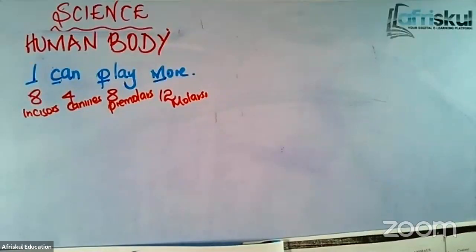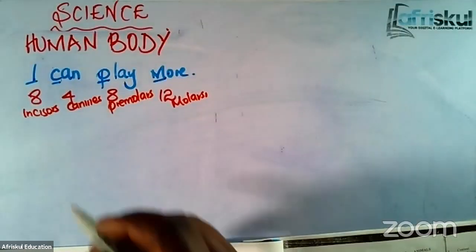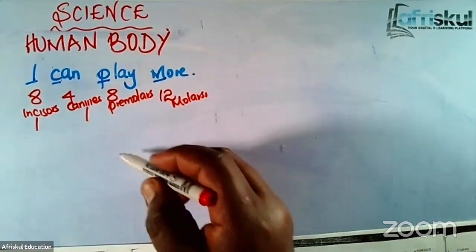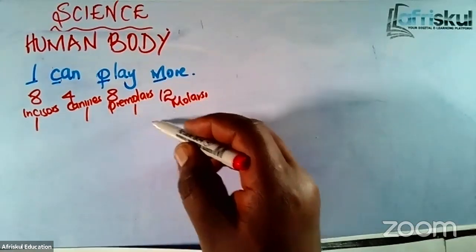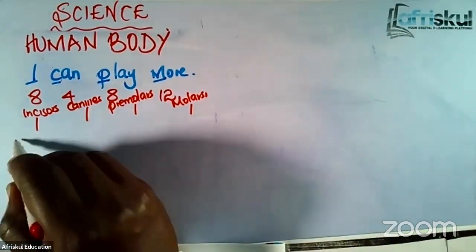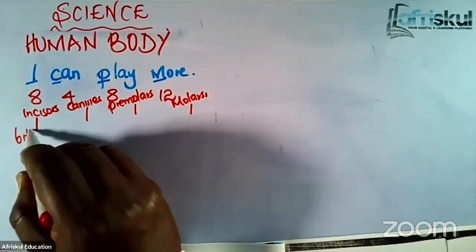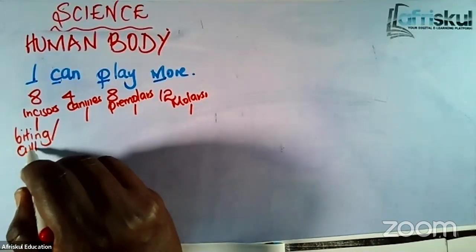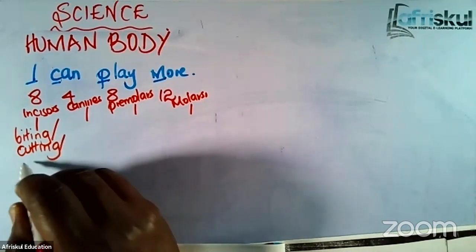Class 4. Then the functions of different types of teeth. You learned about the functions of incisors, the functions of canines, the functions of premolars, and the functions of molars. Incisors: biting, cutting, nipping.